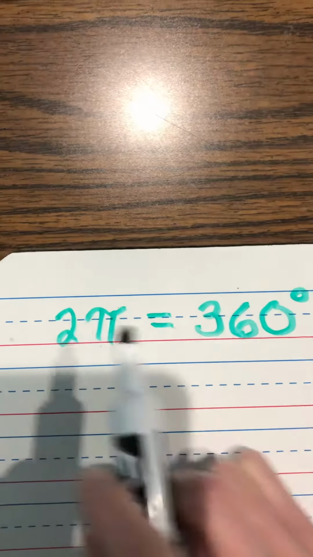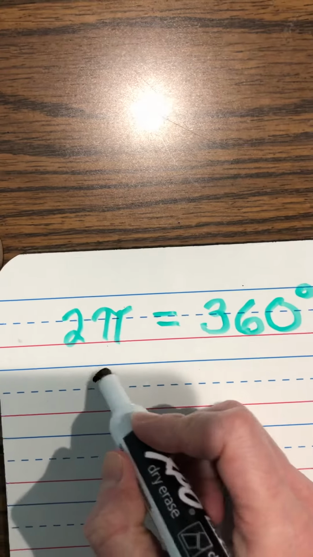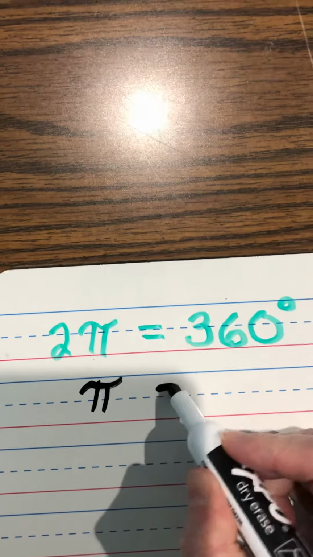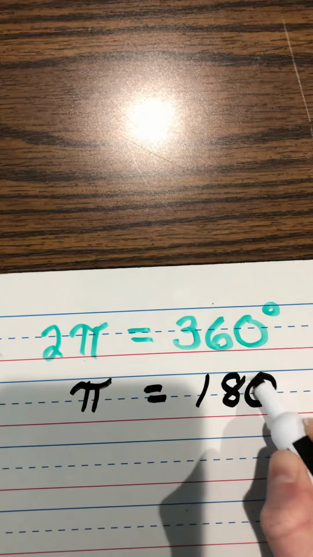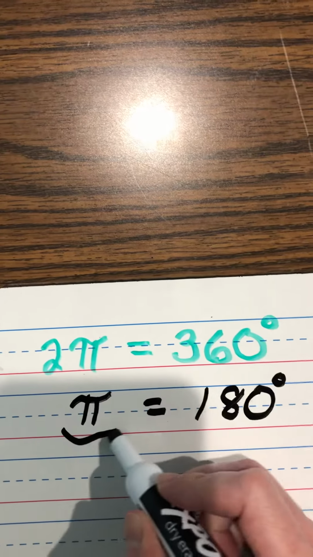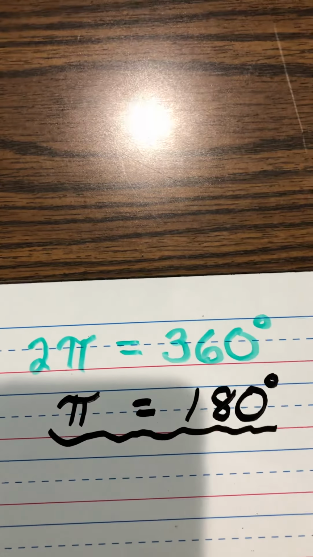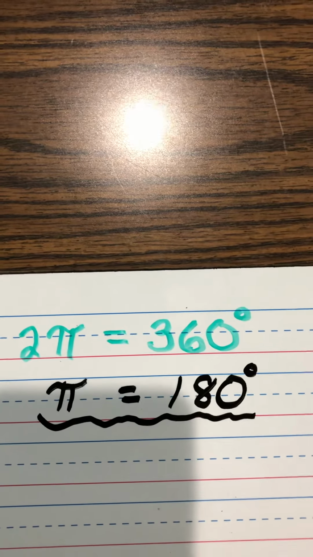Now, cut both of these in half, and you get pi radians is equal to 180 degrees. And this is probably the most important thing you're going to need to know as we're converting between radians and degrees.